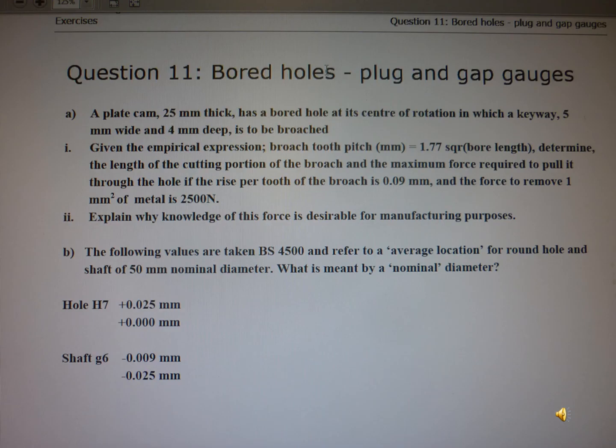So on this side you can see the borehole plug and the cap case.